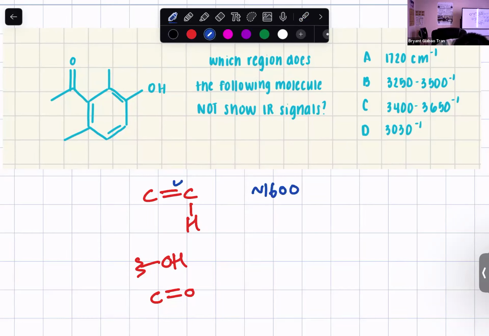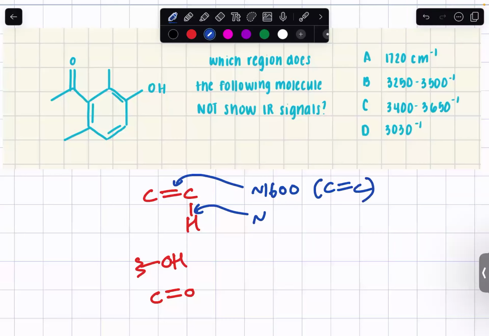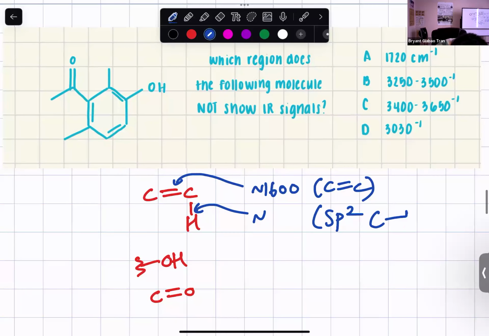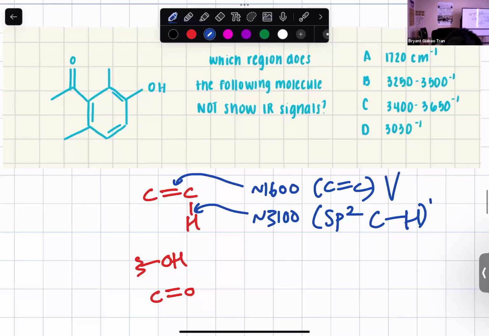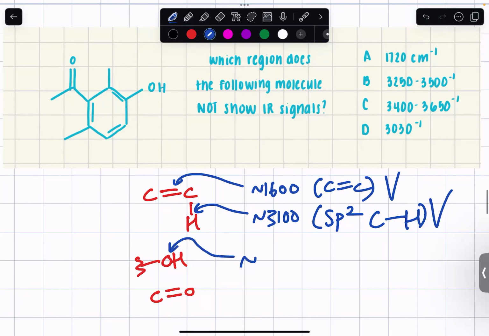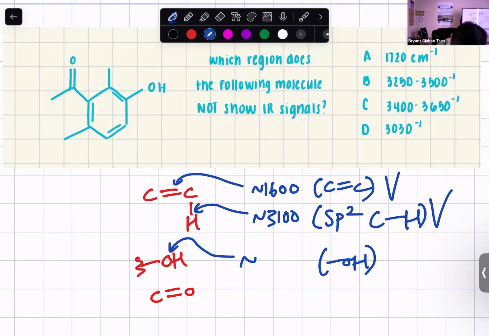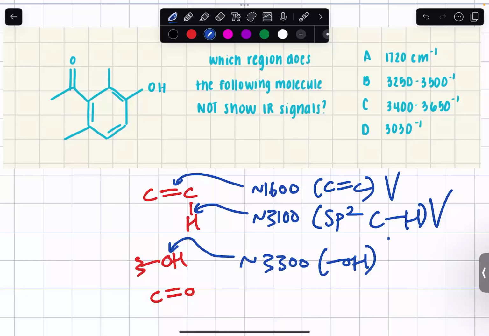What about this sp2 CH bond? That sp2 would be the 3100. Yep, 3100, and it's going to show up as a sharp peak. What about this alcohol group? Would that be 3300? Yep, it would be at 3300, and it's going to show up as a broad peak.